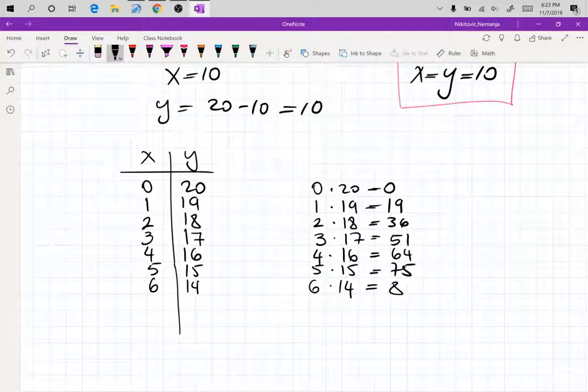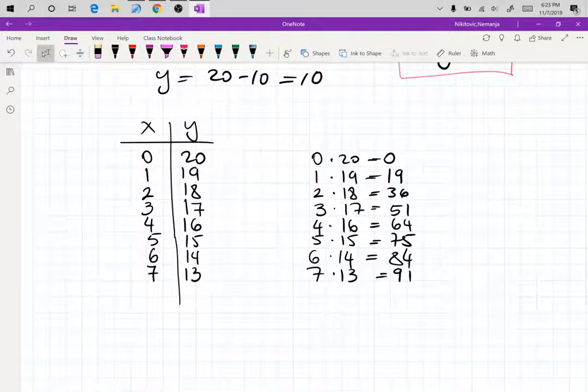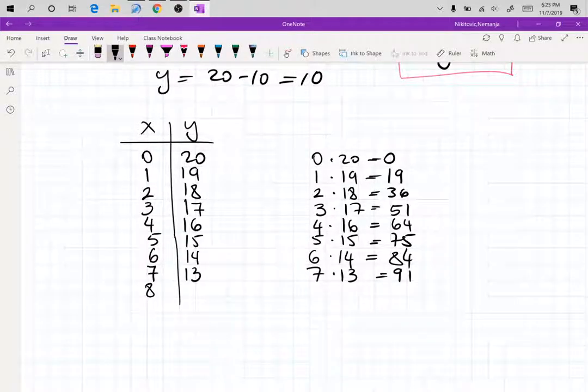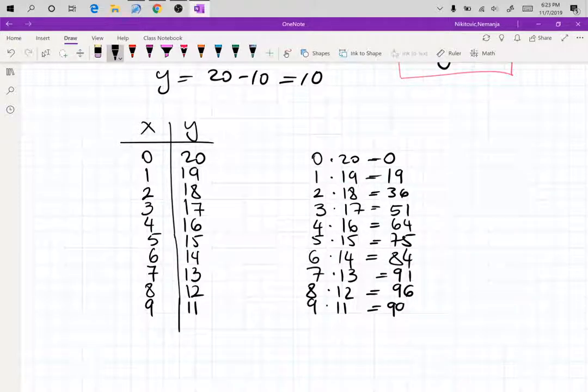That's 84. 7 times 13. Wait, no, it's not. 91. Right? 91. Now we have 8 times 12. 96. And then 9 times 11. No, 99. So it's still rising. And then we hit 10 times 10.